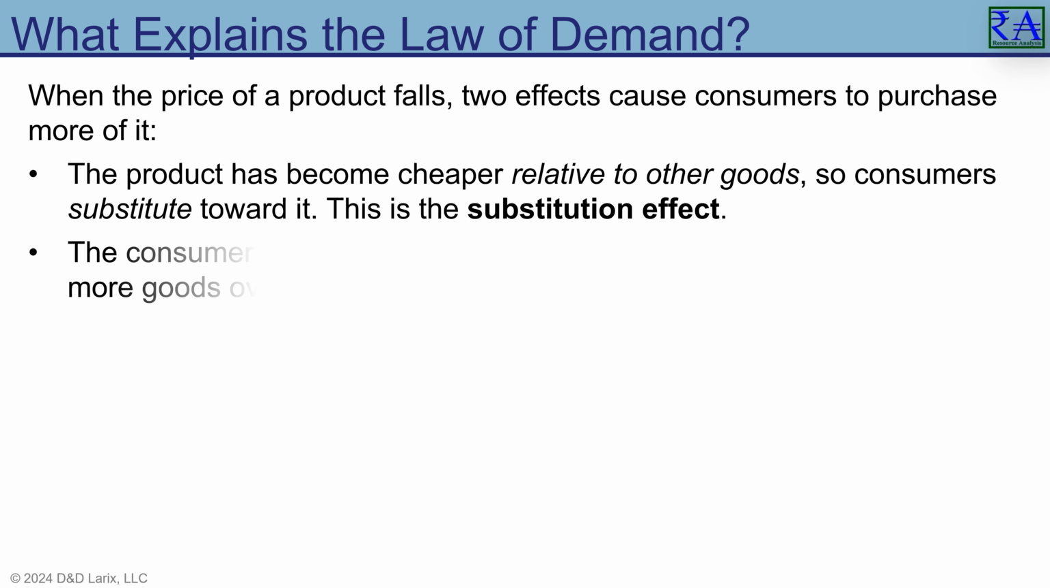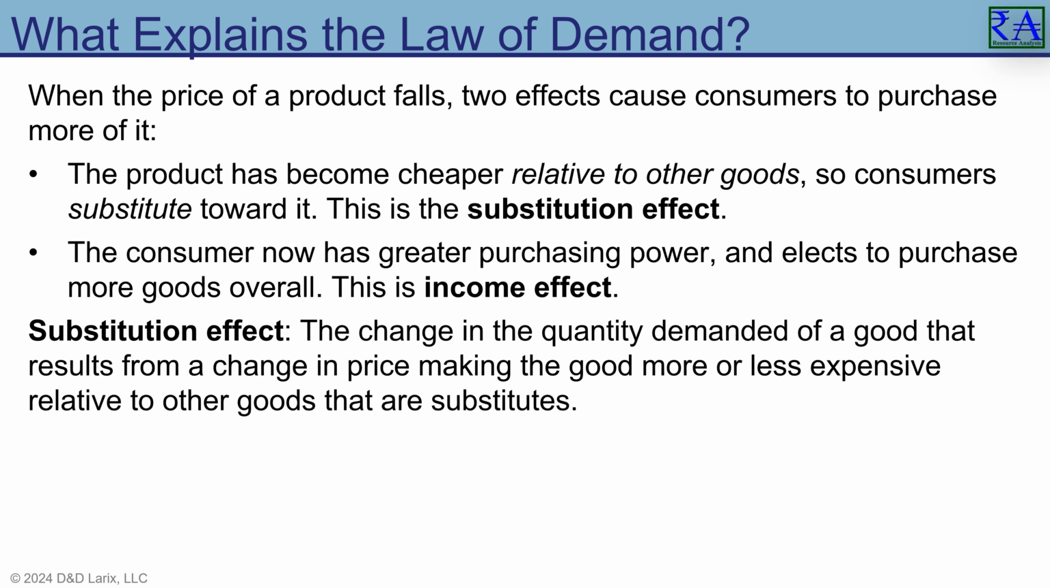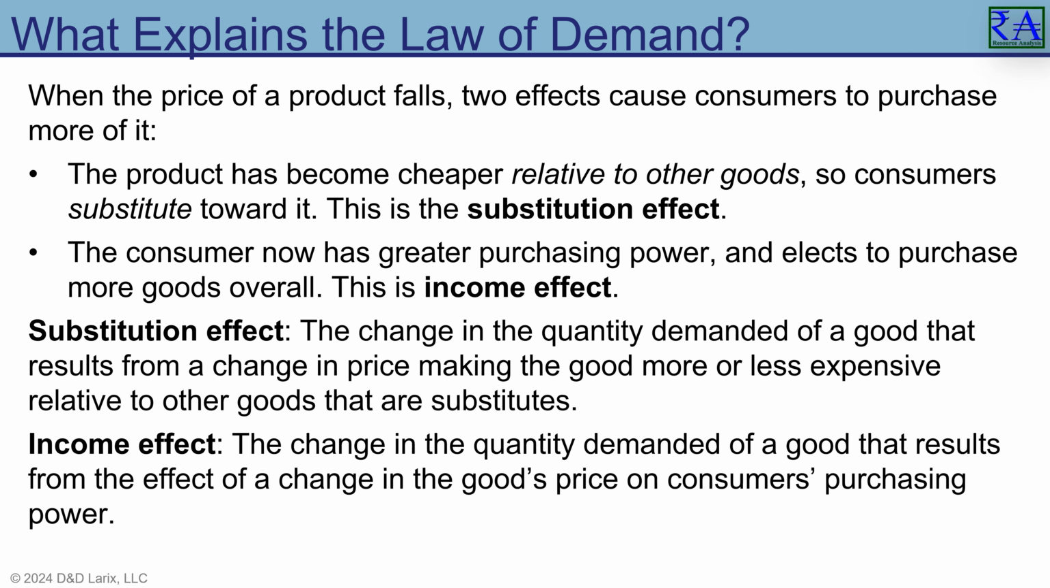The income effect is the change in the quantity demanded of a good that results from the effect of a change in the good's price on the consumer's purchasing power. When the price of a good falls, the increased purchasing power of the consumer's income will usually lead them to purchase a larger quantity of the good. The substitution and income effects happen simultaneously whenever a price changes.